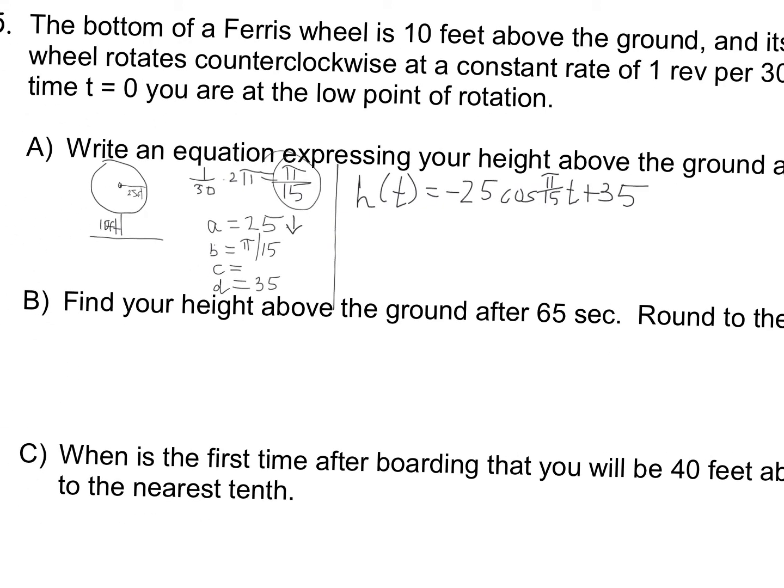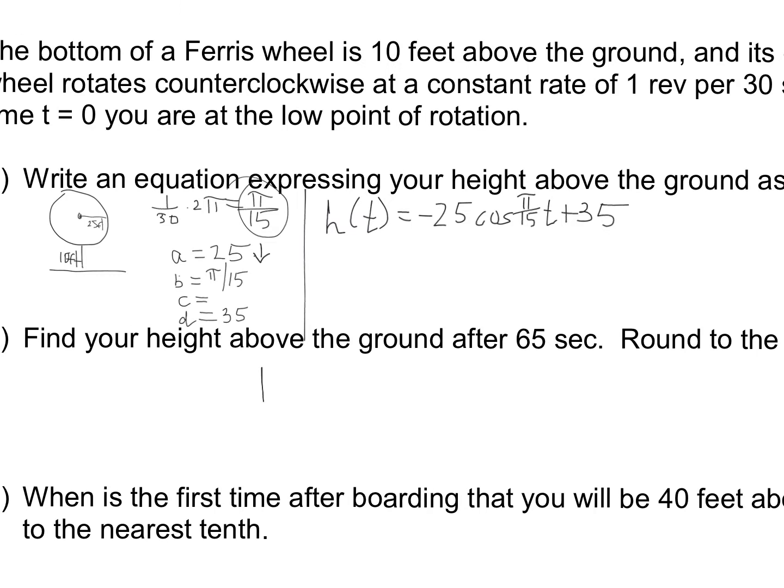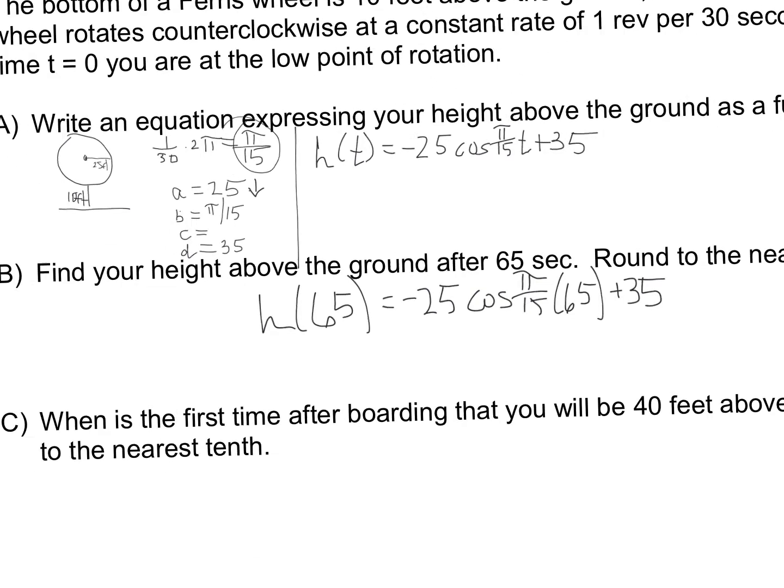Find your height above the ground at 65 seconds, so that's simply h of 65 equals negative 25 cosine pi over 15 times 65 plus 35, and you're simply going to be plugging that into your calculator. Make sure you're in radian mode when you do that, and you will get the solution for that.